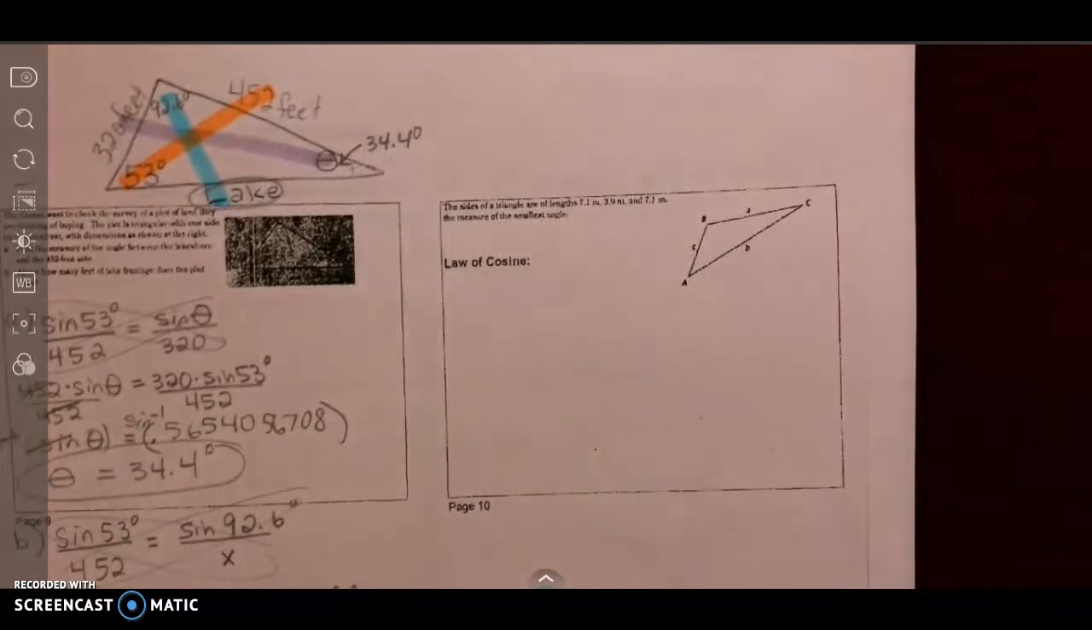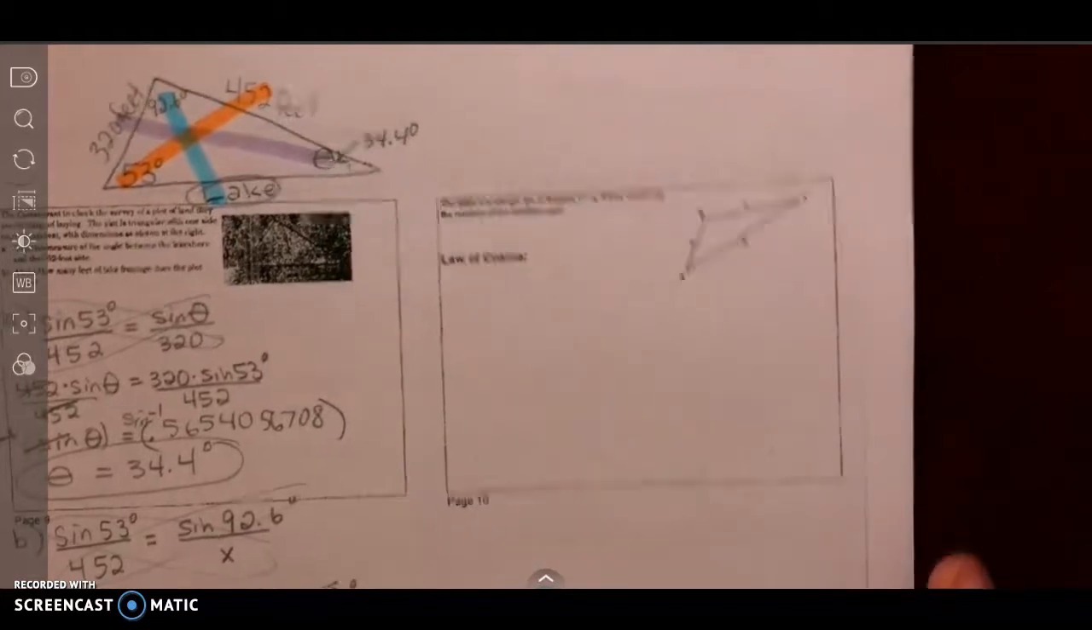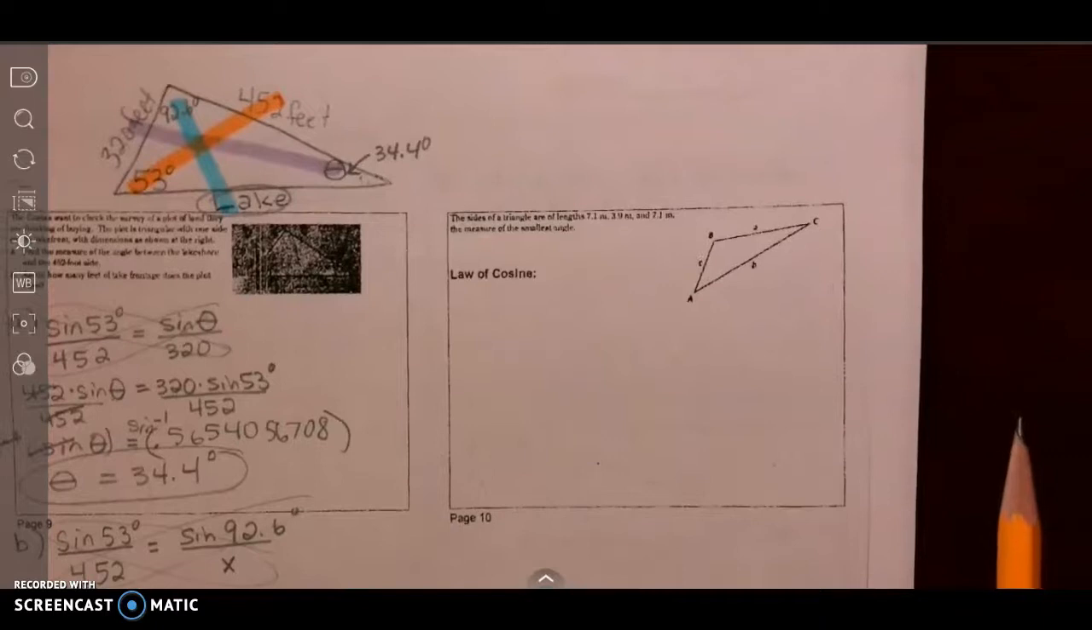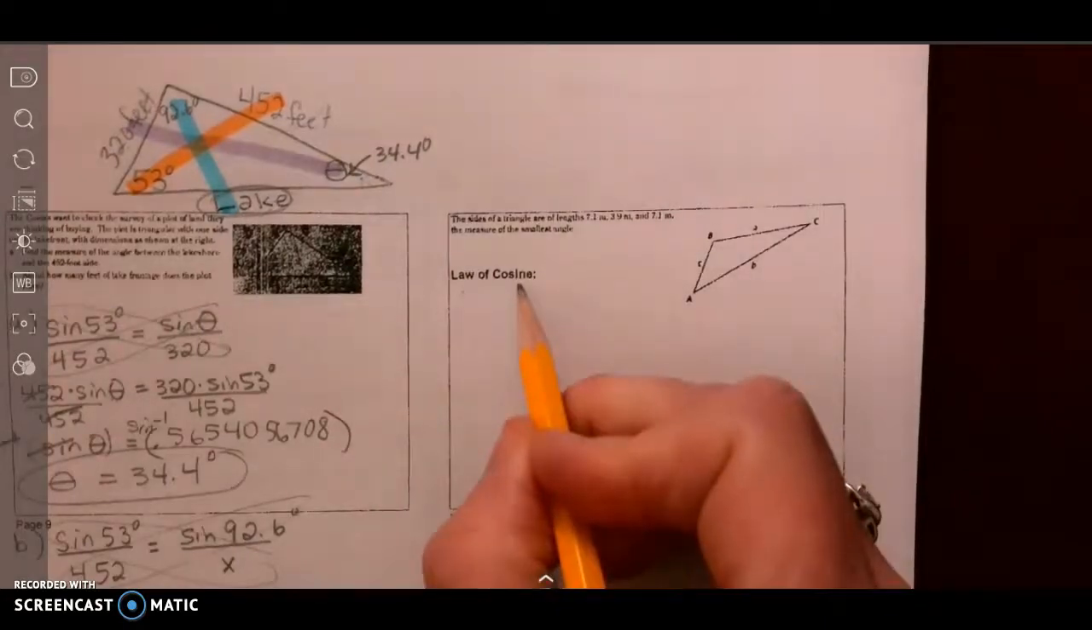And the law of cosines, when you first look at it, you're going to think, I'm never going to be able to remember this. And I'll tell you, every year, people think law of cosines is one of the easiest things we do. Once you start doing it, it's actually not that bad. So the law of cosines, right?